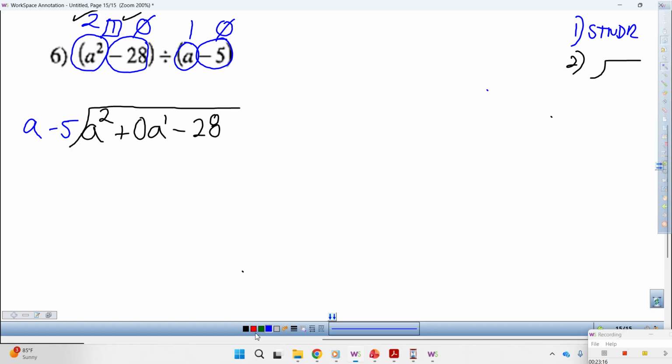So here we go. Question. What number goes up here that when you multiply it times a gives me a squared? Just a. Well, let's see. What is a times a? What are the exponents on these? 1 and 1. So a are the same variable. There it is. What is 1 plus 1? 2. So it's a to the second. Next, a times negative 5. Remember, we're multiplying. A times negative 5, that's negative 5a.